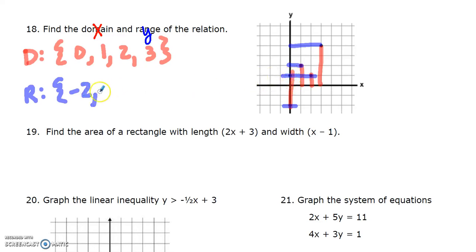And then I go up to 1. This one is at 2. And this one would be at 4. So there would be my range values.